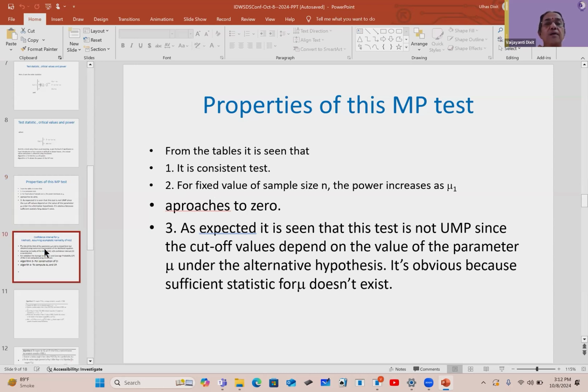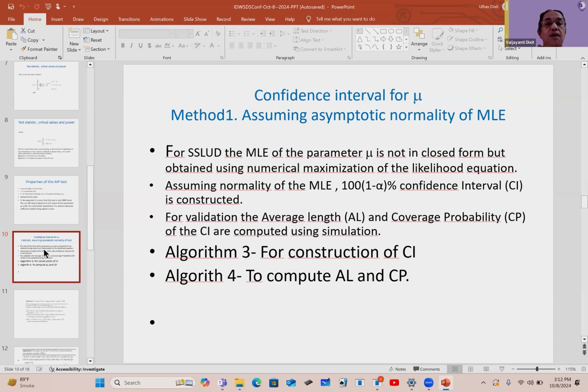Now we have discussed the confidence interval of the parameter mu. We use two methods. Method 1 assumes asymptotic normality of the MLE. For SSLUD, as I mentioned, the MLE of the parameter mu is not in closed form, so we have to find it by numerically maximizing the likelihood function. The nice property the MLE has is that it is asymptotically unbiased and consistent, and of course we have to check the regularity conditions.